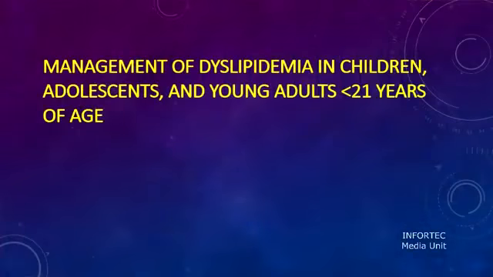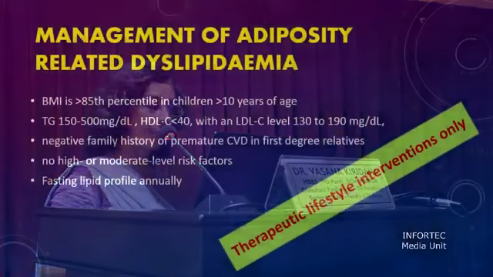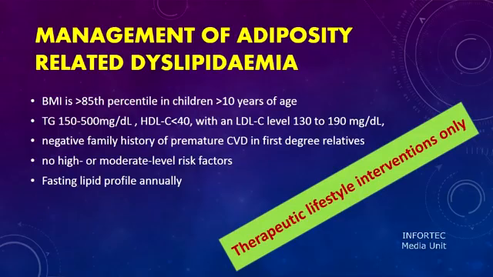So having talked about the etiology and how we identify these children, now I'm going to talk about how we are going to manage these children with abnormal lipid levels. So first I will talk about the management of adiposity related dyslipidemia, which is the commonest we find in our practice. So a child who is overweight and is more than 10 years of age and has the atherogenic lipid pattern, and there is no family history or any other risk factor, no high or moderate risk factors. So these children usually undergo therapeutic lifestyle interventions only, and they are followed up with fasting lipid profiles annually. So statins or omega-3 fatty acids, none is required for adiposity related dyslipidemia initially.